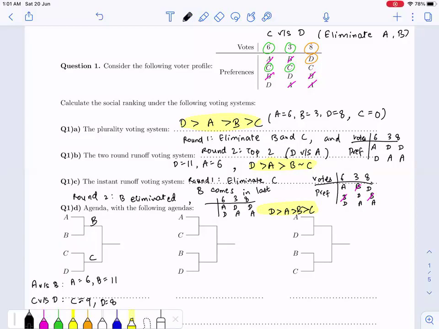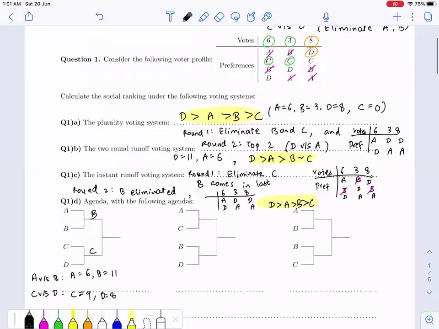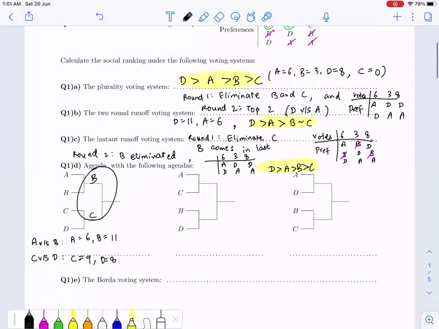So this was the absolute loser. C was the absolute loser in all of these first three systems, and D was the absolute winner. But when you just do C versus D, C wins over D. Okay, so now B and C move on to the final round. So we have to do B versus C now.